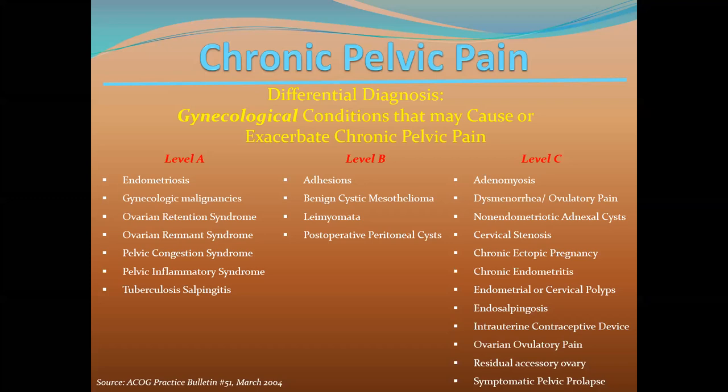That also involves inflammation and tuberculosis. Level B: adhesions, benign cystic mesothelioma, leiomyomata, and postoperative peritoneal cyst. Level C: adenomyosis, dysmenorrhea, non-endometriotic adnexal cyst, cervical stenosis, chronic ectopic pregnancy, chronic endometritis, endometrial or cervical polyp, endosalpingiosis, intrauterine contraceptive device, ovulatory pain, residual accessory ovary, symptomatic pelvic organ prolapse.